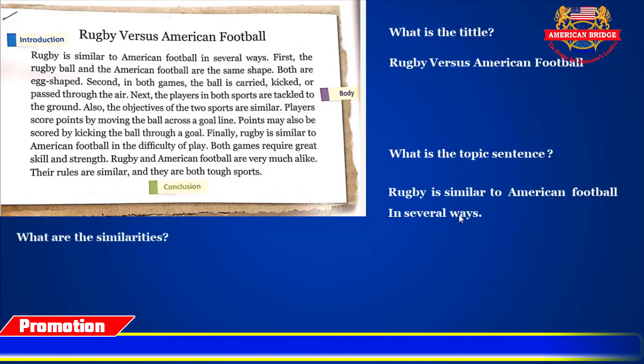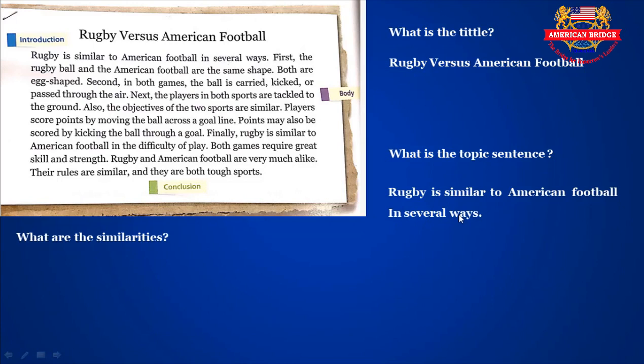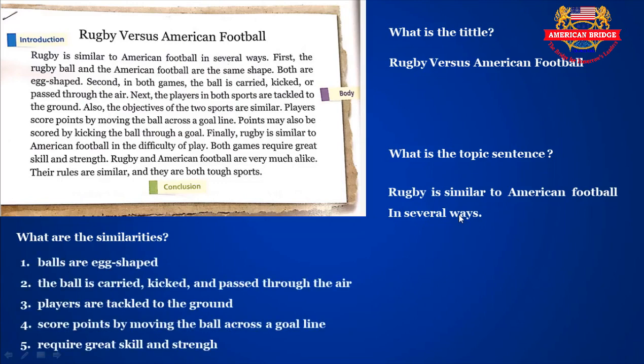And the next one, what are the similarities? So can you tell me, everyone? Like the first one, the balls are H shaped, right? And number two, the ball is carried, kicked, and passed through the air. And the third point, players are tackled to the ground. And number four, score points by moving the ball across the goal line, right? And number five, it requires great skill and strength. So these are the similarities of American versus rugby football.